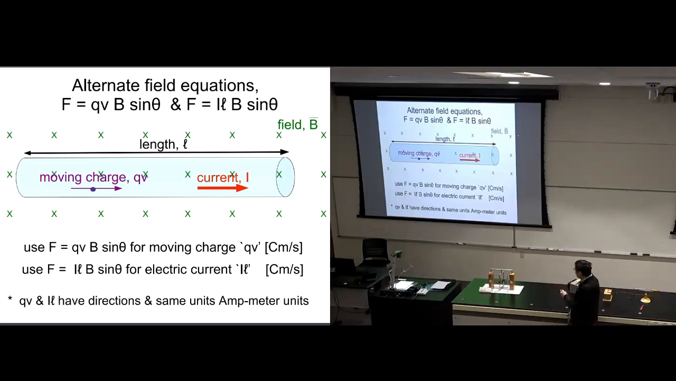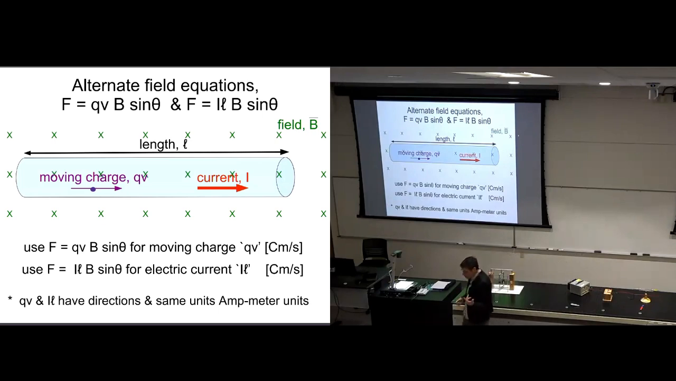And so I'm saying here that there's two versions of the field equation. At their core, they're really the same, but one involves just a single moving charge. The other is a collection, an ensemble of moving charges. We're just using a bit different language for the description of the single charge versus the collection of charges. QV for the single charge, IL, current times length of the wire, for the electrical current. So that's all there is to that. There's just two versions of the field equation. Just wanted to point out this little bullet here.